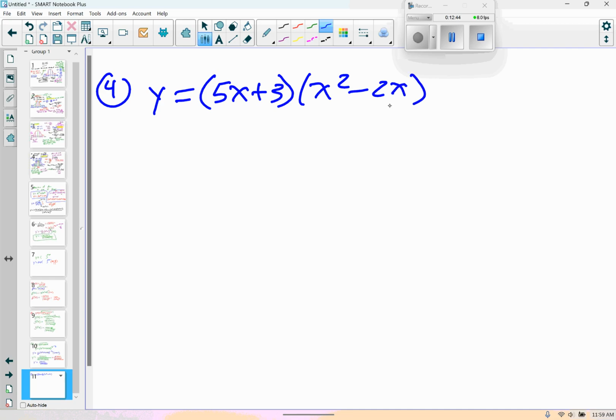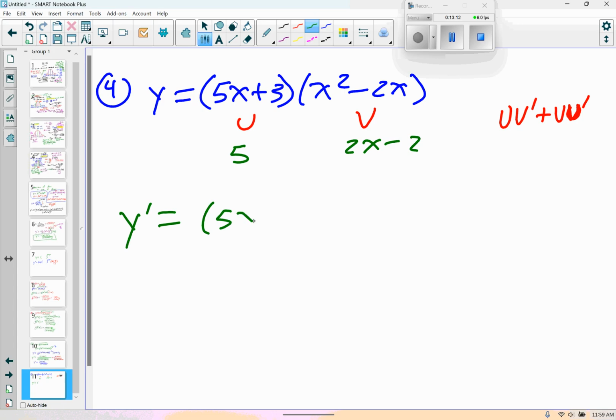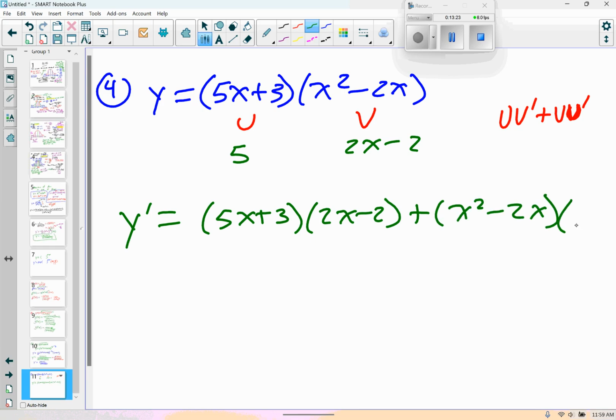So this is one of the properties I had taught. Okay. So if you call this u, you call this v, then we're going to go u derivative of v plus v derivative of u. Okay. So the derivative of u is 5. The derivative of this is 2x minus 2. So just plug them directly in. So derivative u is 5x plus 3 times the derivative of the other one, 2x minus 2, plus v, which is this, times the derivative of the first, which is 5.